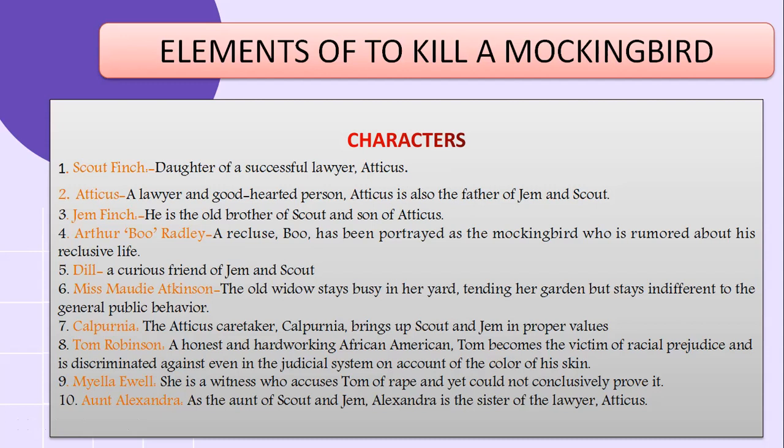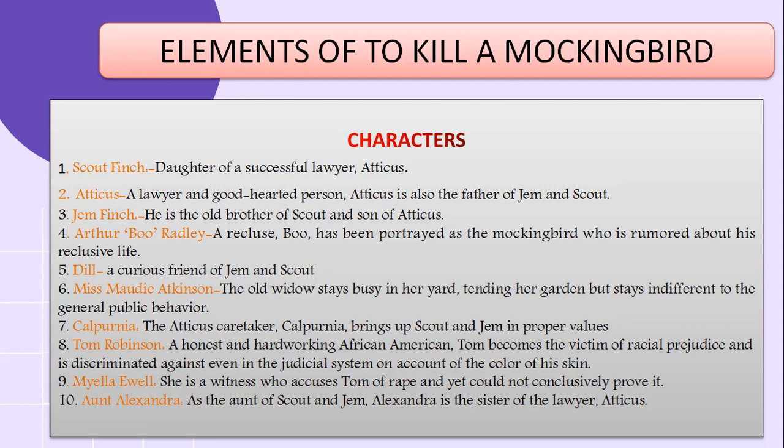The second one is Atticus, a lawyer and good-hearted person. Atticus is also the father of Jem and Scout. Atticus invites social prejudice and hatred by deciding to help Tom Robinson, a black man accused of a crime on false grounds. So Atticus was actually the lawyer of Tom Robinson. The third one is Jem Finch. He is the older brother of Scout and son of Atticus. He knows that his father is actually helping a black man, Tom Robinson, in his case.